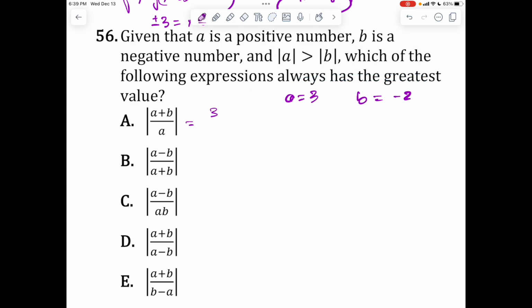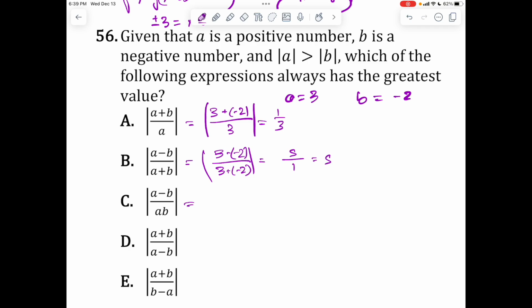We want to find the greatest value. So 3 minus 2 over 3 plus negative 2 over 3 is equal to 1 over 3, and that's all absolute value, right? Is equal to 3 minus 2 over 3 plus negative 2. That's equal to 5 over 1. It's equal to 5. This is equal to 3 minus 2 over 3 times negative 2. This is equal to 5 over negative 6, which is equal to 5 over 6. So far, this one's winning, right?